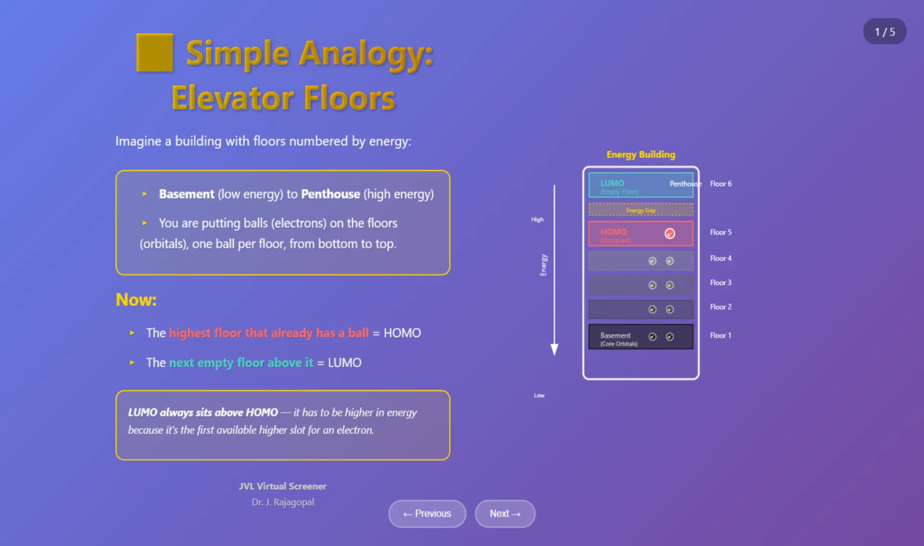And here's something very important. LUMO always sits above HOMO. It has to be higher in energy because it's the first available higher slot for an electron. Please keep this concept in your mind. It's fundamental.